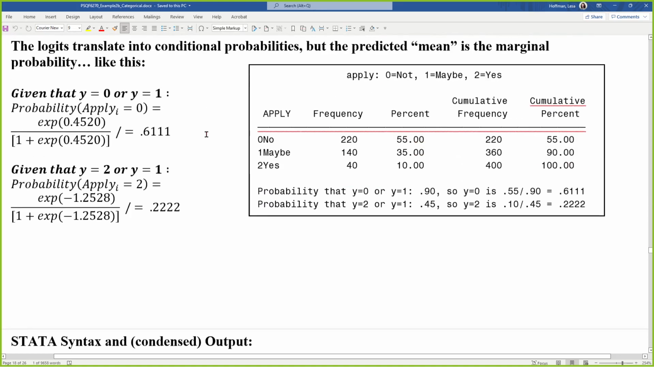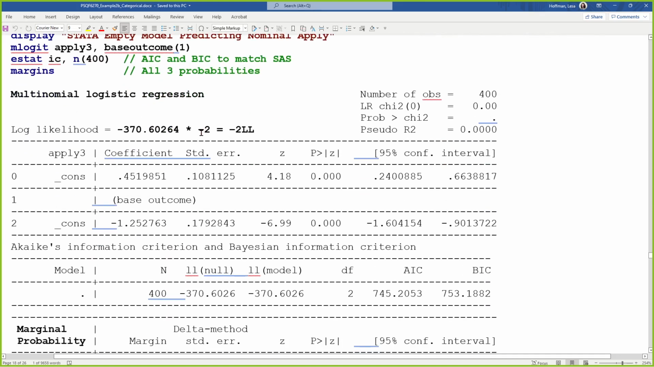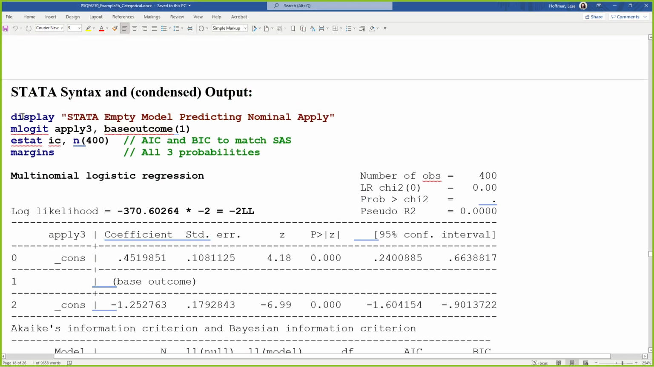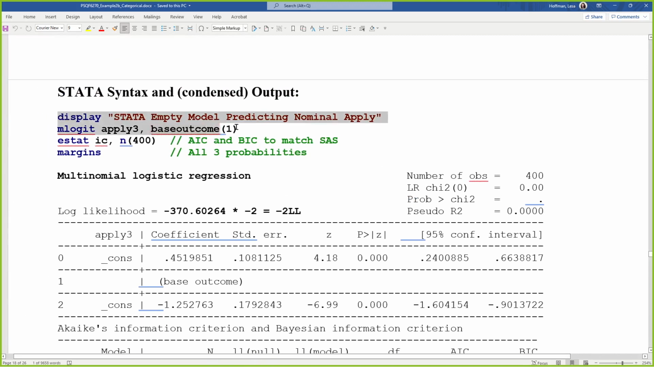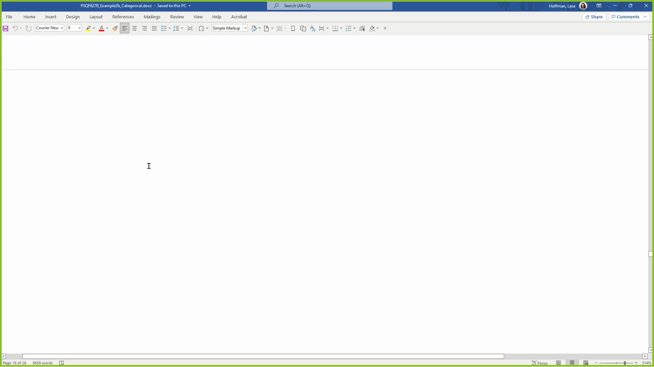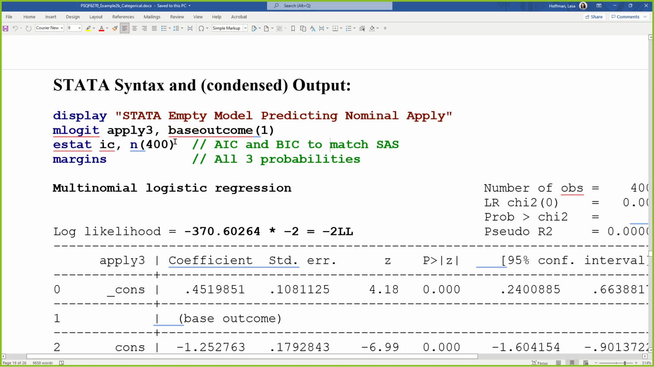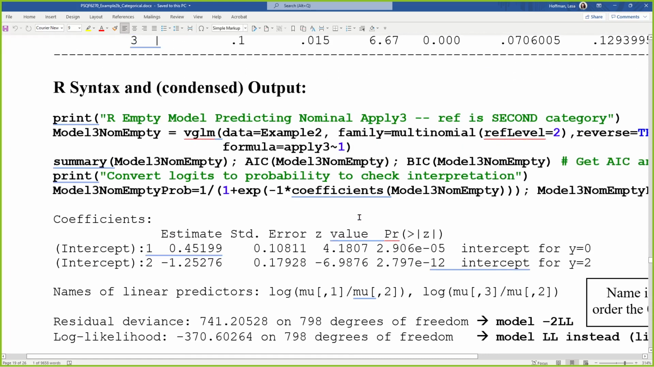Okay, I'm going to skip the output for just a second to show what it looks like in the other packages, because there's an important thing that's easy to get confused. So the next page is Stata, and I'm using mlogit, which stands for multinomial logit. Base outcome is the command that allows you to decide which outcome is the reference, and it is also 1. So I'm choosing, of the 0, 1, 2 possibilities, outcome 1 as the base, and then margins is going to give me all 3 probabilities. Then we get to R.